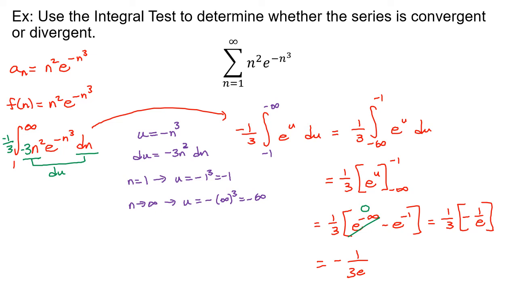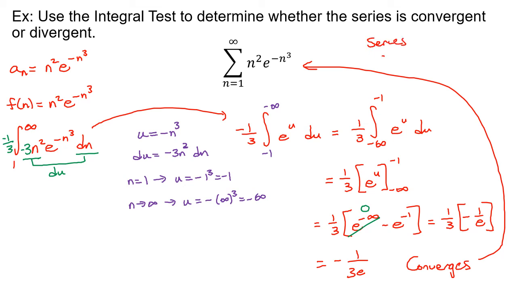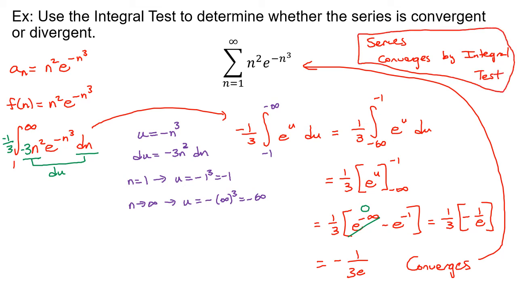Now, the fact that it came out to a number, because remember, e is just a number, says that it converges. So this integral converges. And since it converges, that means this series is a convergent series. So your series converges by the integral test, which would be your answer. So hopefully that's not too bad.